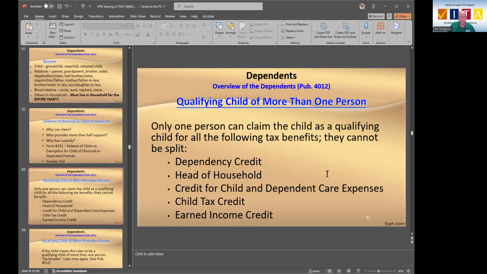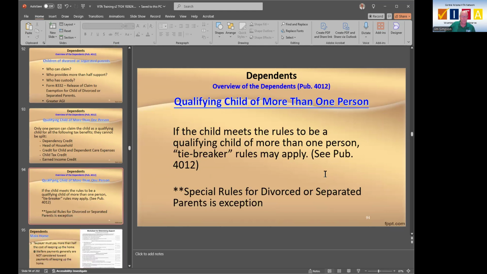The credit for child and dependent care expenses. Even though the child might have lived evenly among two households, only one gets to take the credit for child and dependent care expenses. So only one gets the child tax credit, and only one gets the earned income tax credit. So how do you figure that out, right?